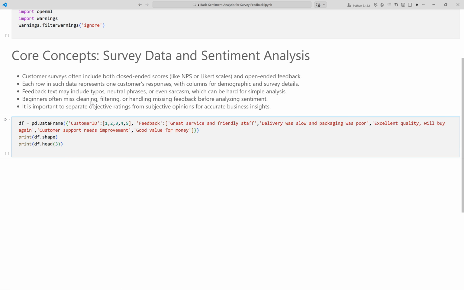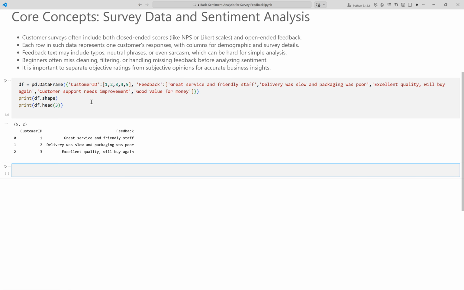Running the cell now. This output shows a small survey dataset with 5 customer entries and 2 columns, customer ID and feedback. Notice how each row captures one customer's open-ended response, which is the kind of raw text that needs cleaning before sentiment analysis. The code's intent here is to introduce the structure of typical feedback data, emphasizing the need to handle such text carefully in later steps. Try adding your own feedback line to the data frame for practice.